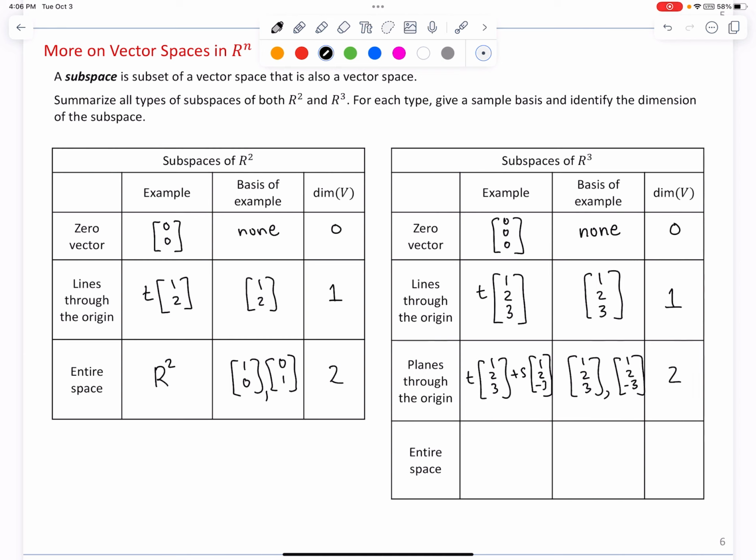And then finally, the other kind of subspace of R3 will be all of R3. And I'm going to pick as its basis the three standard basis vectors, (1, 0, 0), (0, 1, 0), and (0, 0, 1). But you can pick any three vectors you want as long as they form a linearly independent set, so that their span will be all of R3, and we have a three-dimensional vector space. And this wraps up our second half of our discussion on vector spaces in Rn.